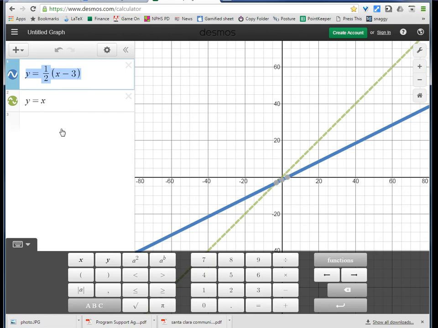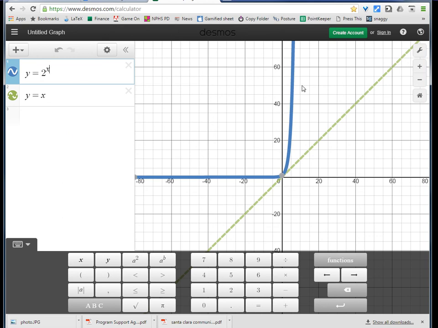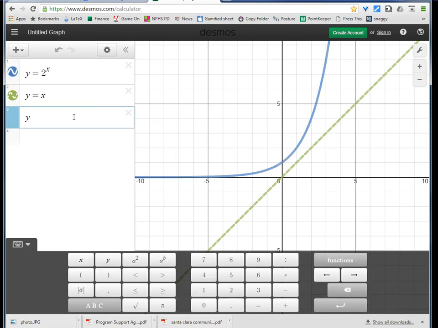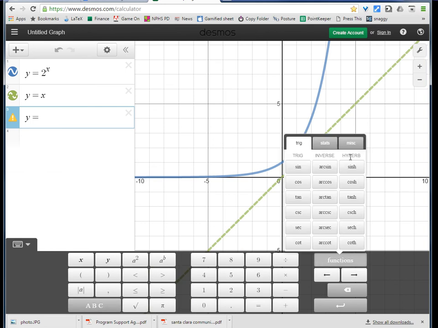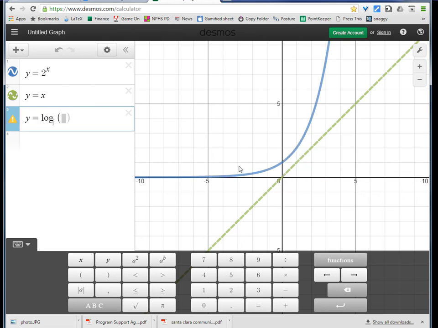So what if I have something like y equals 2 to the power of x? Take a look at its graph, and by the way, let me zoom out a little bit here. There we go, so you can see the details. And then let's take a look at y equals log, and I think I can put a base in there. I might have to do something fancy to make that happen. Let's try miscellaneous log. There you go. Log base 2 of x.